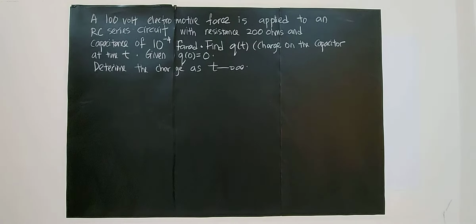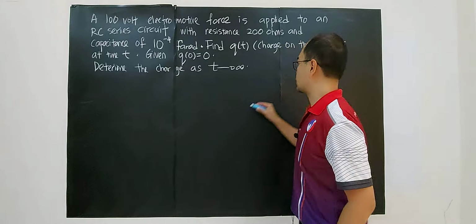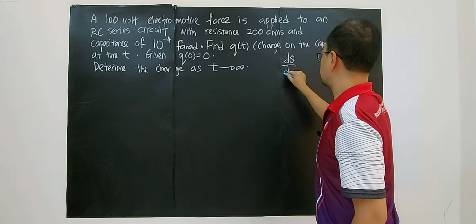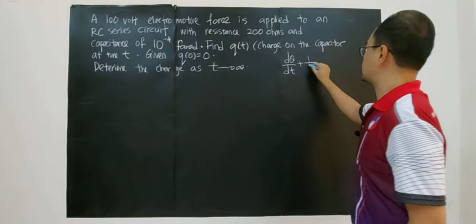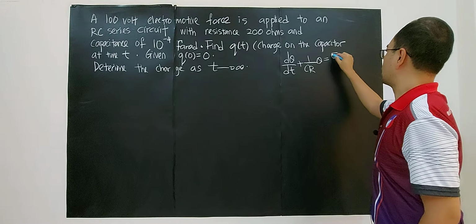This video is a continuation of a previous video, on the derivation of the formula for charge on an RC series circuit. In the previous video we learned this formula: dq/dt plus 1 over CR times q(t) equals E over R.